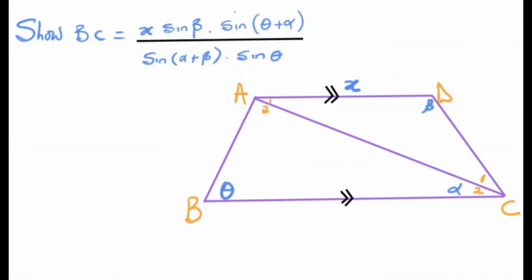So we have this question here which says show that BC is equal to x times sine beta times sine theta plus alpha over sine alpha plus beta times sine theta. Now, as you can see, this question looks exactly the same as the one we did just now. The only difference is that while there were numbers in there, we have unknowns entirely, right? You have no values in the entire question, but you treat it exactly the same way.